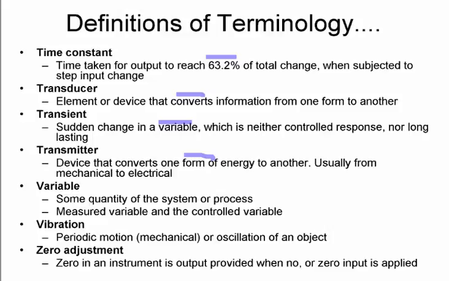The variable is some quantity of the system or the process. We have measured variable and controlled variable. So we'll measure a certain variable, and then we might want to control it at a certain level or flow. Vibration, that again is motion mechanically or oscillation of an object. And zero adjustment, in an instrument, is the output provided when no or zero input is applied.